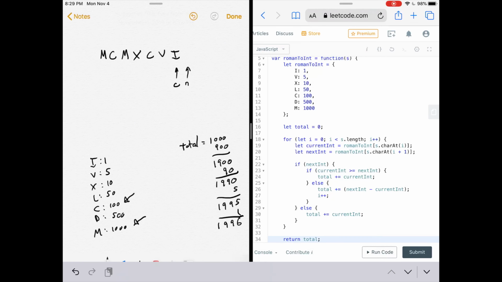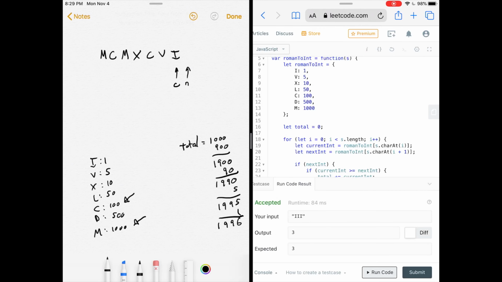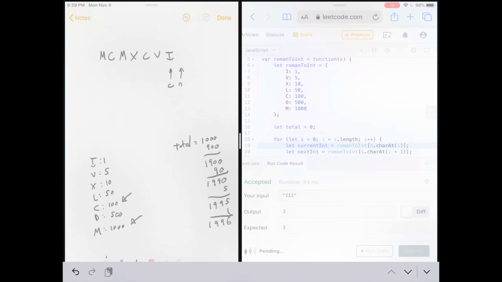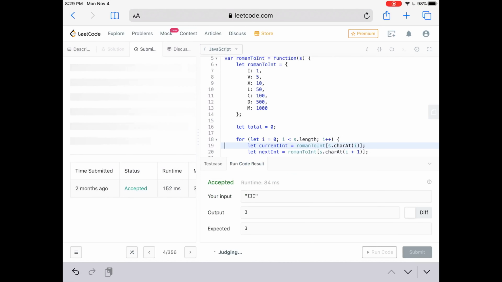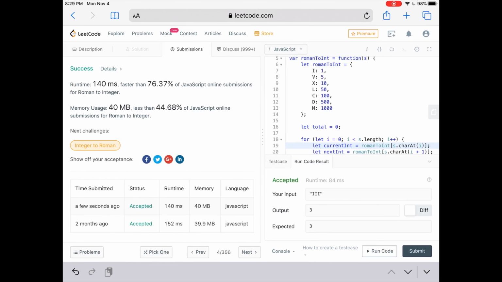All right, let's run the code. Looks good. Let's submit. All right, so our solution was faster than about 76% of other JavaScript submissions.